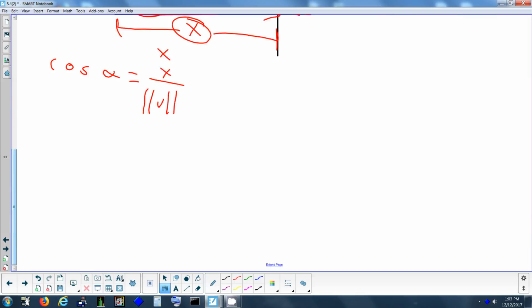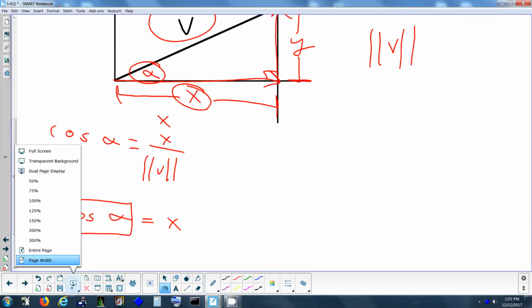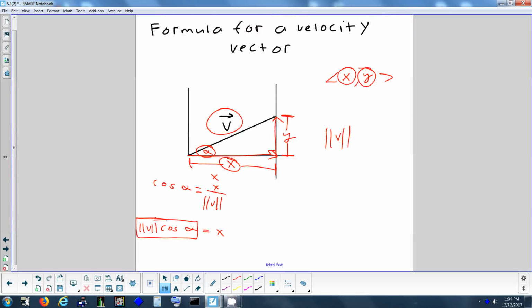Now, how would I get x by itself? What would I multiply by? Magnitude. So x is the magnitude of v, that would be how fast you throw the object, times the cosine of the angle you throw the object at. There is your horizontal component. That could go right there. That's the first part.